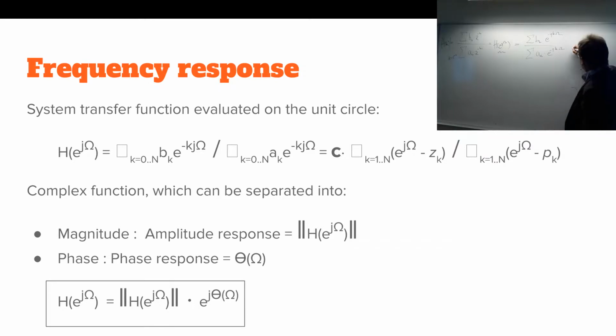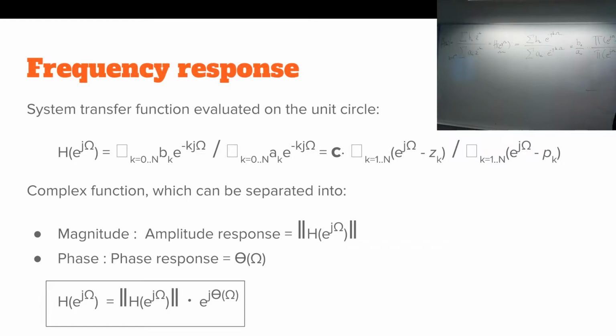I also write the other form. So this is also b0 divided by a0 times the product form. When you calculate the roots of the polynomial, you get the zeros and poles: the product of e to the j omega minus z_k, over the product of e to the j omega minus p_k. Those are the zeros and poles of the system. Okay, good.